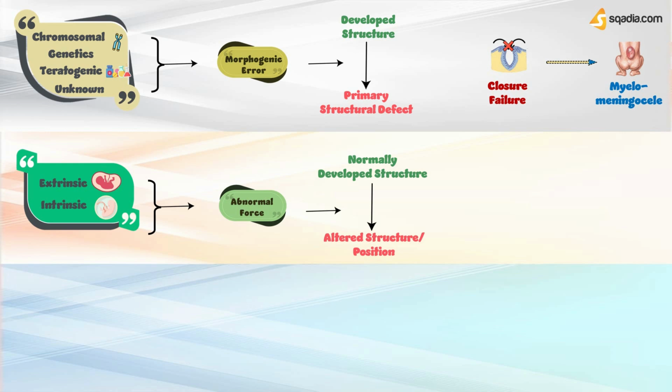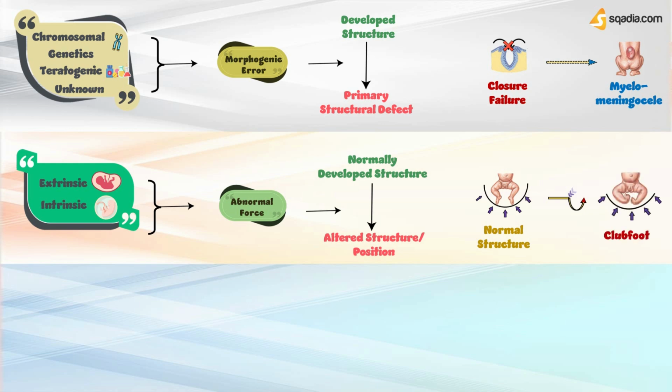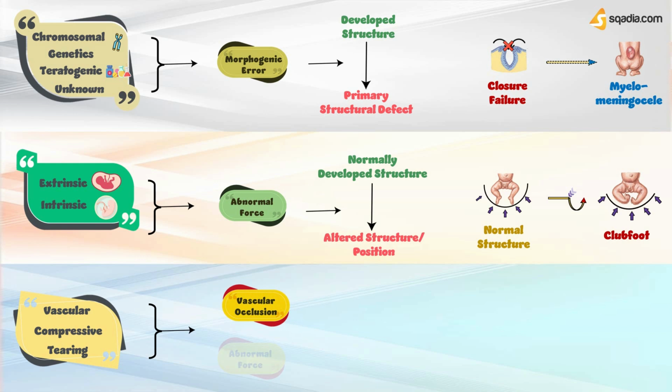Now, example of deformation is intrauterine force acting on normally developed structure. That leads to clubfoot. Okay, class. Last type of single congenital abnormality is the disruption. Etiology or causes of disruption are vascular, compressive, or tearing. So, in case of disruption, vascular occlusion or abnormal force acts on normally developed structure. That leads to tissue destruction.